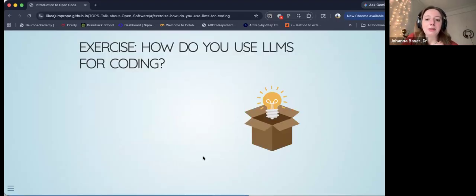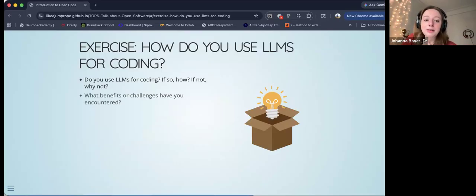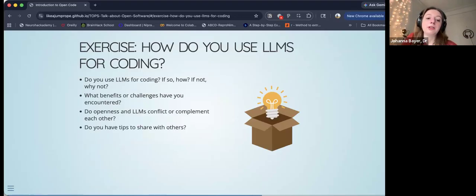So now I would like to know how you use LLMs. Do you use LLMs for coding? If so, how? If not, why not? What benefits and challenges have you encountered? Does openness and LLM use conflict or complement each other? Or do you have any tips to share with others?